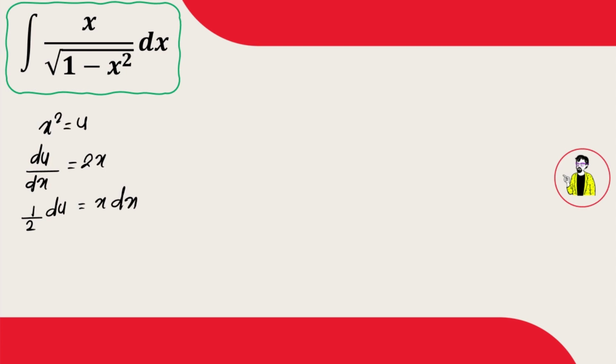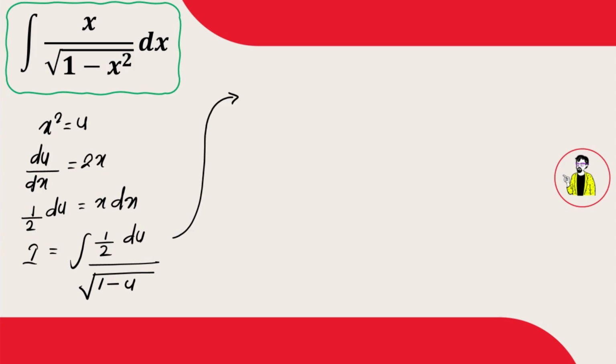So now we are going to substitute at the problem. So for the x dx we substitute half du, and we have square root here, and 1 minus, for the x squared we substitute u. Now we are going to rearrange the integration. Half is a coefficient, so we can write half outside the integration mark, and here you have du over square root 1 minus u.